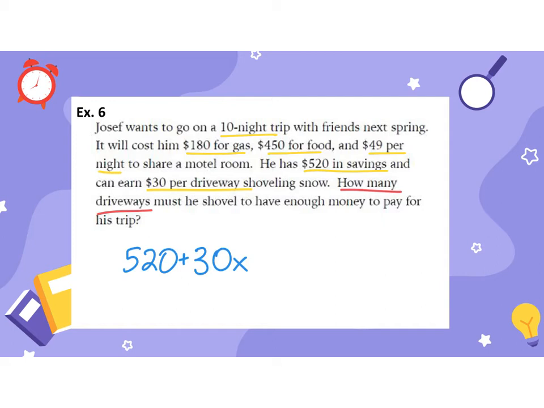Okay. The right side then is going to be our expenses. What are they? 180 plus 450 plus 49. Yep. Gas, food, and then $49 per night times 10. Good. So we times it by 10 because we're there for 10 nights. Is that it on that side? Okay. Hold on, guys. Pause here. Please raise your hand and tell me what sign is going to go in between these two. Raise your hand. Yes.